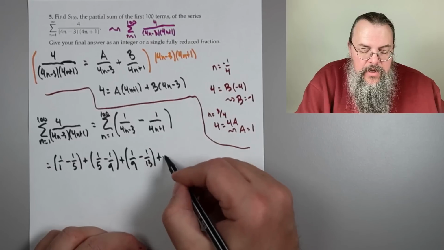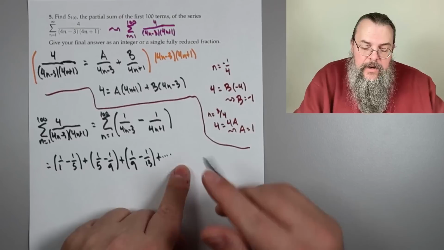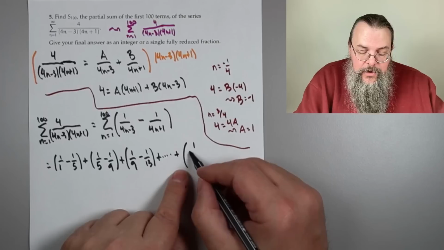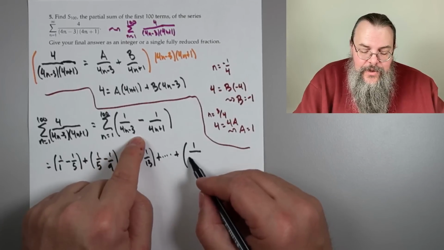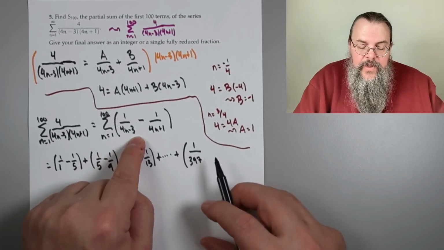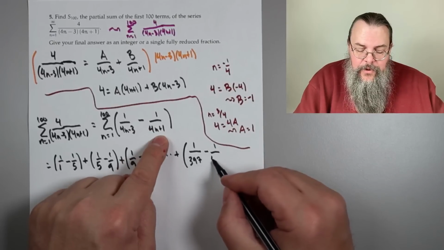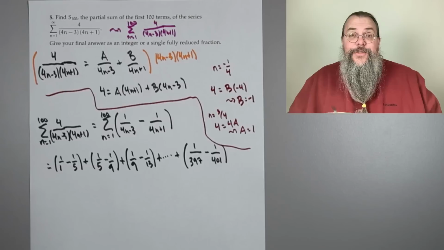And we're going to keep going. So this is 1, 2, 3, and we stop at 100. So it's 1 over 400 minus 3, that's 397. 400 plus 1 is 400 plus 1, 401.